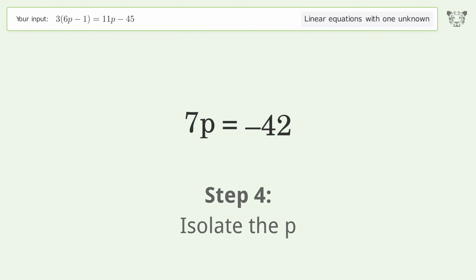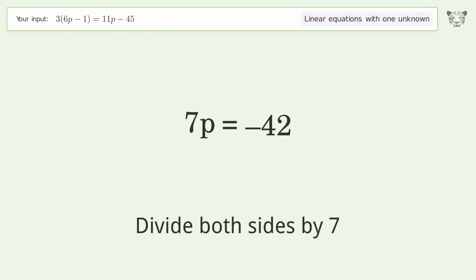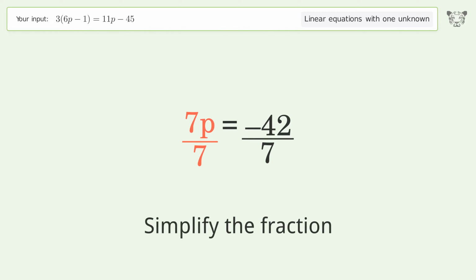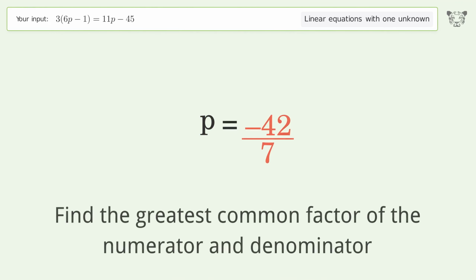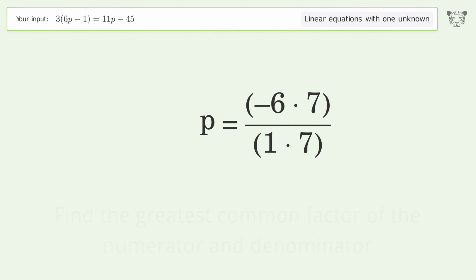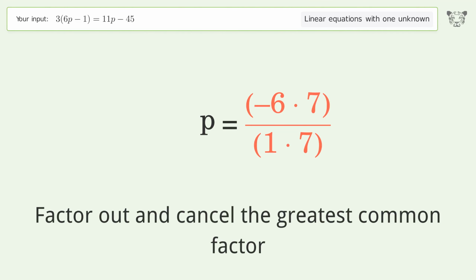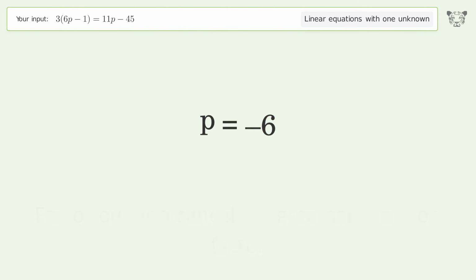Isolate the p. Divide both sides by 7. Simplify the fraction. Find the greatest common factor of the numerator and denominator. Factor out and cancel the greatest common factor. And so the final result is p equals -6.